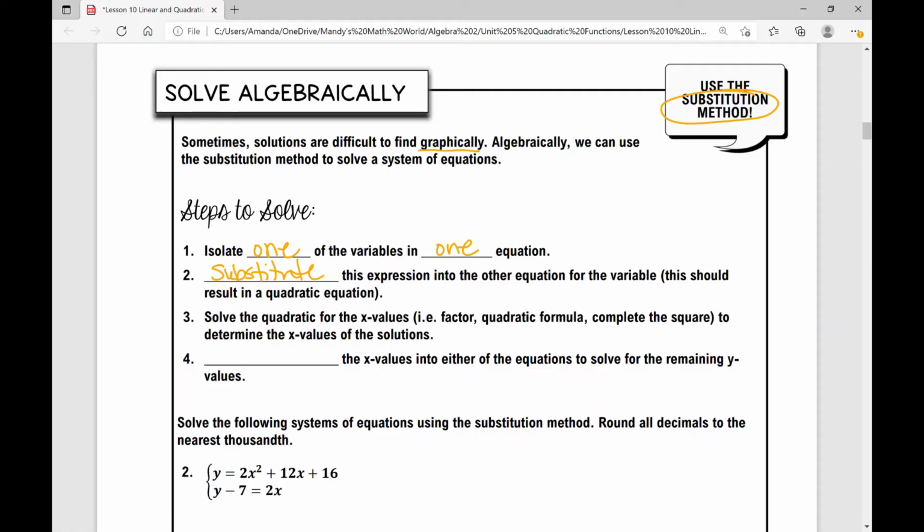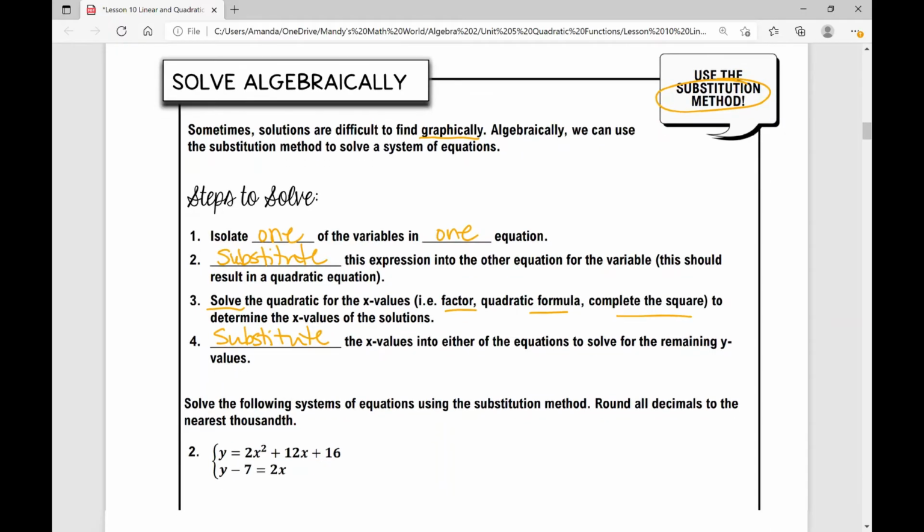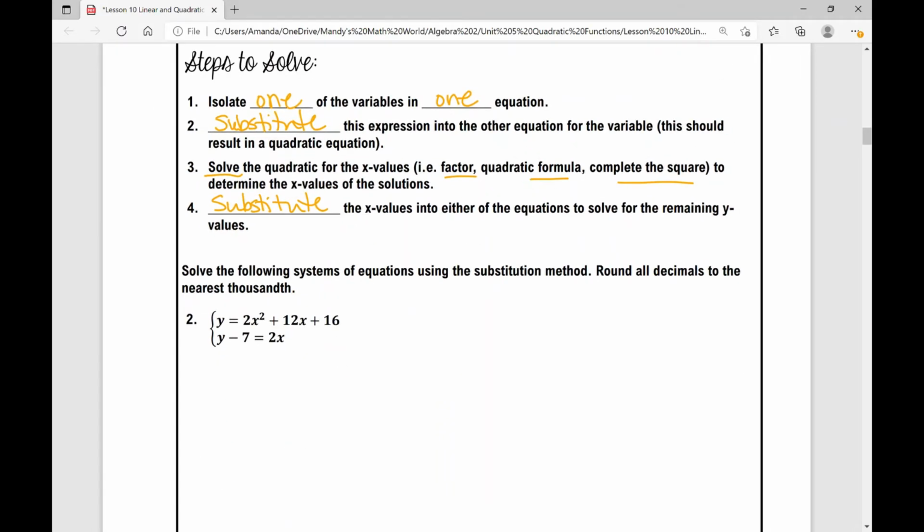This should result in a quadratic equation. Then you'll solve the quadratic for the x values. You can do that if you have a quadratic equation. You can solve by factoring, using the quadratic formula, or completing the square, to determine the x values of the solution. Once you have x values, you can substitute the x values into either of the equations to solve for the remaining y values. So again, this is what you can refer to as we're going through example number 2.